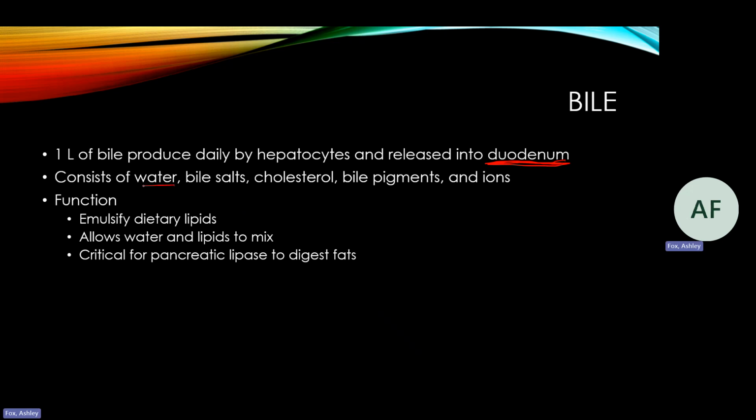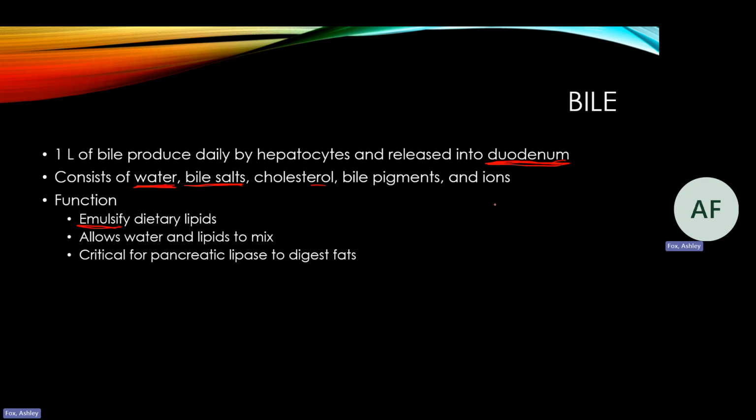Bile, we always add water to things. Water is needed for chemical reactions, things like hydrolysis, a chemical reaction using water to break down bonds. There are bile salts that are going to help with fat digestion, some cholesterol, pigments, and some other ions. Again, we'll talk a lot about bile when we get to lipids. So this is fat digestion. What it does is emulsify fat.